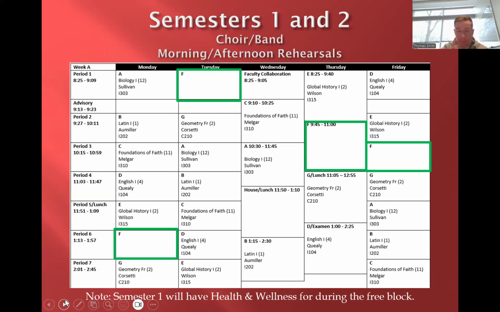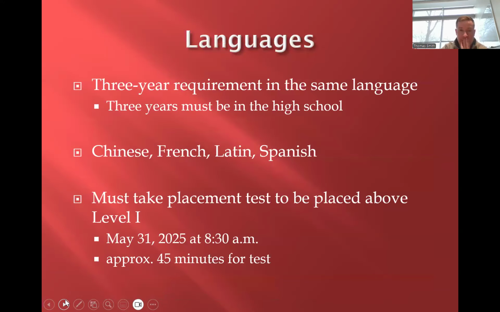Again, there are three different buckets. He should be thinking of one of those only. Let's talk about languages. I'm going to give you the overview of our language requirements here, and then I'm going to turn it over to a couple of my colleagues who will talk more specifically about the languages that we offer.